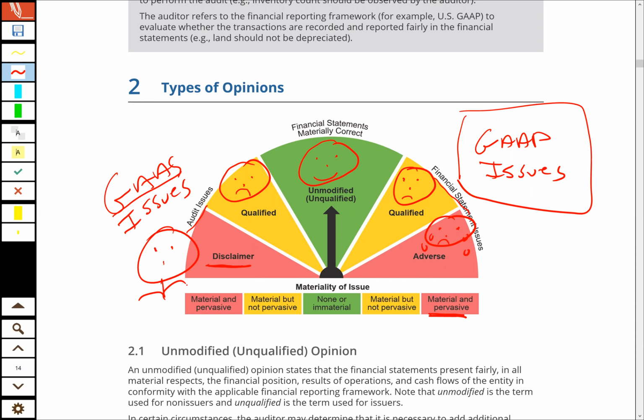I disclaim an opinion on these financial statements because there was an audit procedure that I couldn't apply, or there were so many audit procedures that I couldn't apply that I ended up shrugging my shoulders and telling you, I don't know if these financial statements are fairly stated, okay?